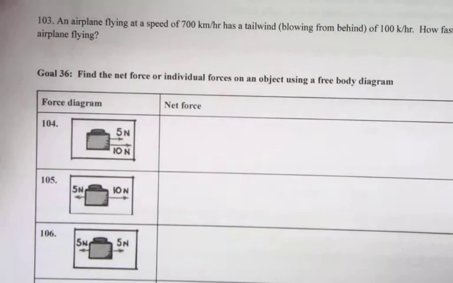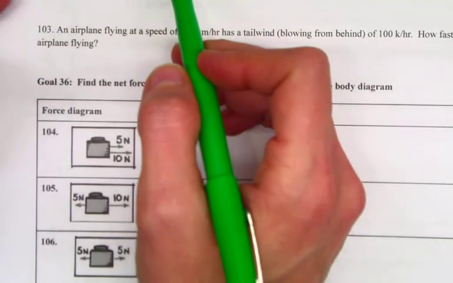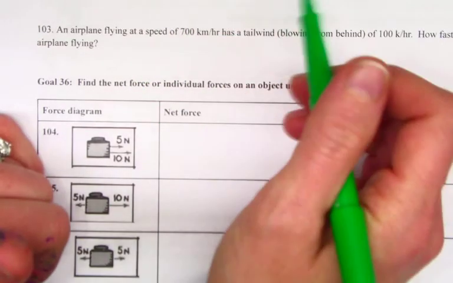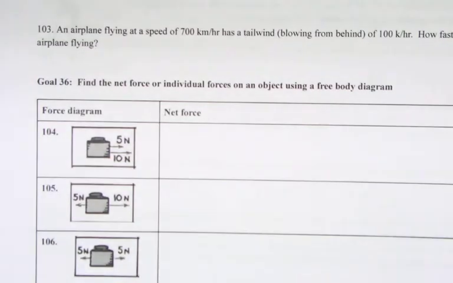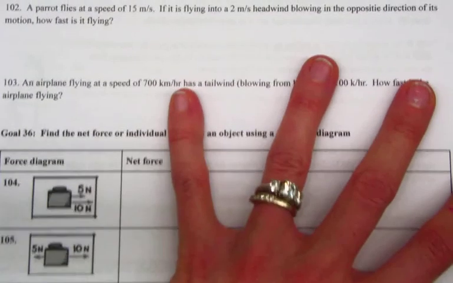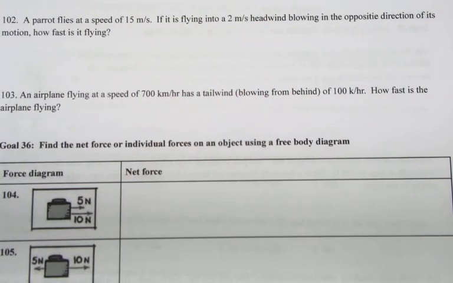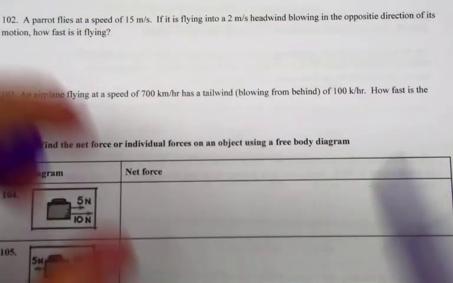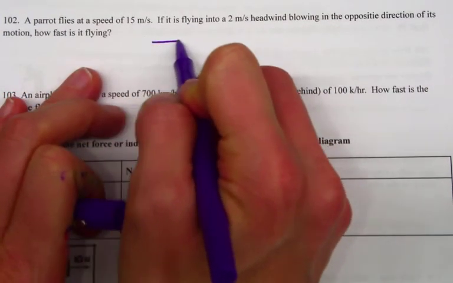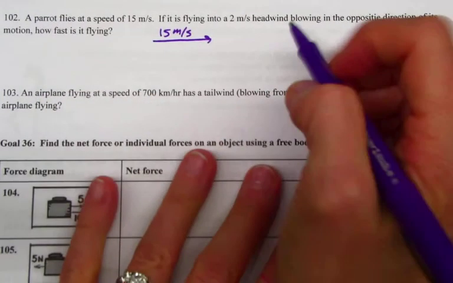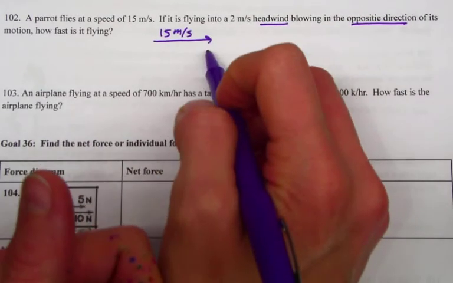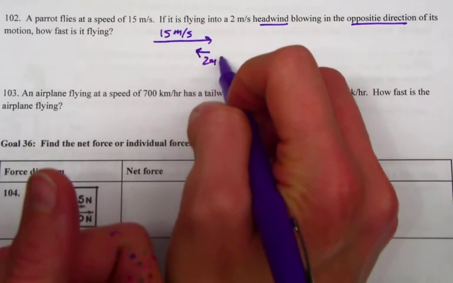For 102, a parrot flies at a speed of 15 meters per second. It's flying into a 2 meter per second headwind, going the opposite direction of its motion. How fast is it flying? Oops, guess you can't see that there, huh? Okay. So for this one, we're talking about speed. And we have a parrot flying at 15 meters per second. But then it's going into a headwind, which is blowing in the opposite direction. So that's 2 meters per second.